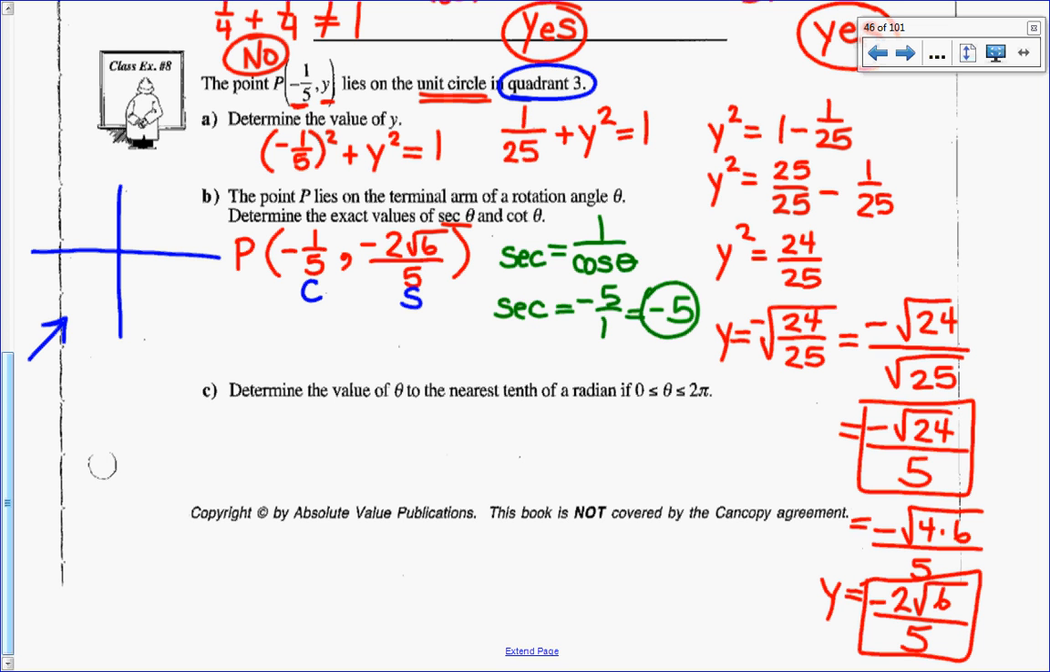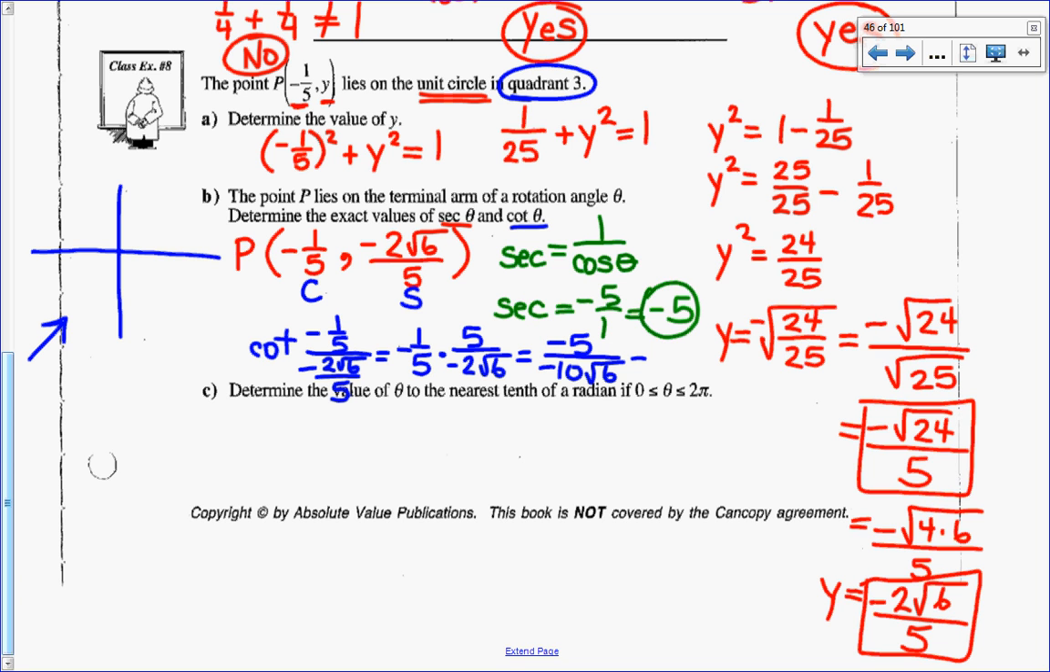If I need cotangent, it asked me also to figure out cotangent. Cotangent is, well, if tangent is y over x, then cotangent is going to be x over y. So I've got -1/5 over -2√6 over 5. What that really means is -1/5 times the inverse of this, which is 5 over -2√6. So that's going to give me a -5 on the top and -10√6 on the bottom.